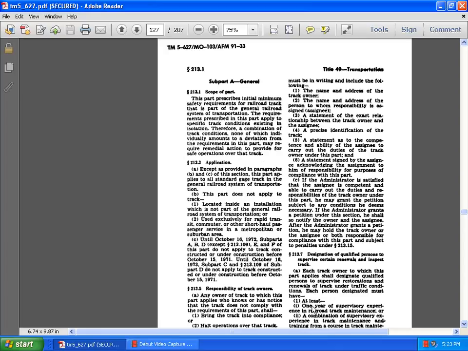If the Administrator is satisfied that the assignee is competent and able to carry out the duties and responsibilities of the track owner under this part, he may grant the petition subject to any conditions he deems necessary. If the Administrator grants a petition under this section, he shall notify the owner and the assignee. Both the track owner and the assignee may be held responsible for compliance with this part and are subject to the penalties under 213.15.